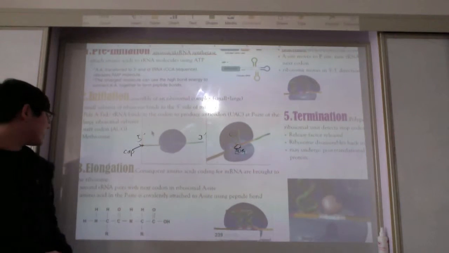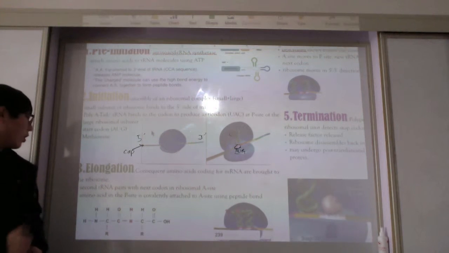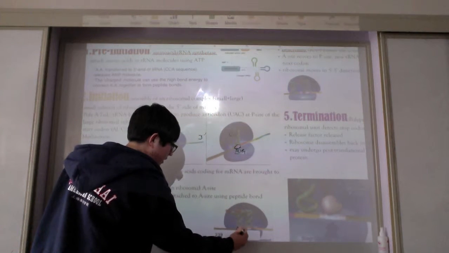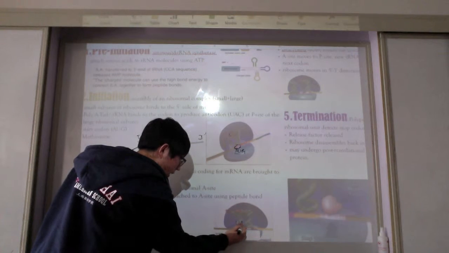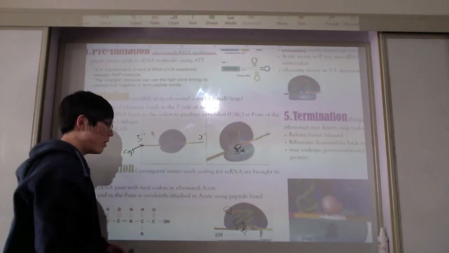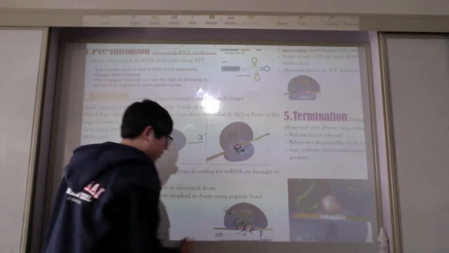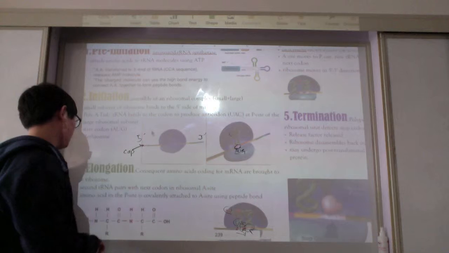And the third step is called elongation. Elongation is when consequent amino acids coding for mRNA are brought to the ribosome, which means that after this AUG binds to the UAC tRNA that contains methionine, the second codon that follows this start codon is elongated during the translation.